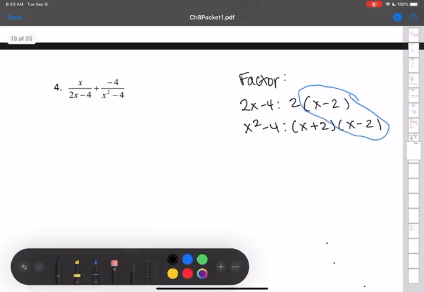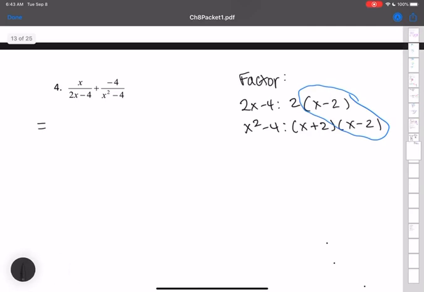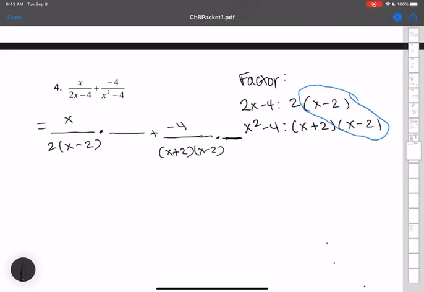Let's rewrite the problem with some space. We're going to have x over, just to make it a little bit easier to see later on, you don't have to do this, I'm going to go ahead and just write the factored version as my denominator. That's just personal preference. Okay, so I'm going to put 2 times x minus 2. It'll just help me see it a little bit easier, but you do not have to do that. Plus that negative 4 over, again, difference of squares.